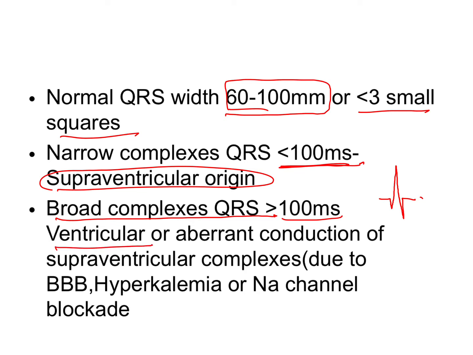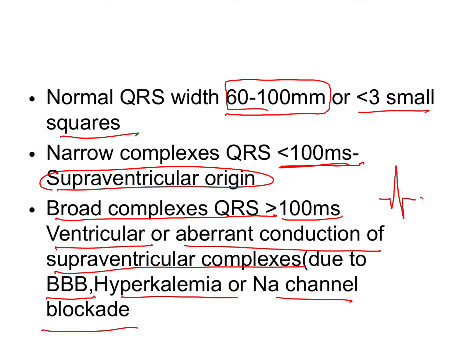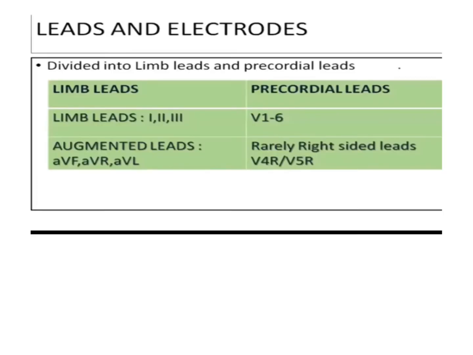They are usually ventricular or aberrant conduction of the supraventricular complexes, may be due to bundle branch block, hyperkalemia, or sodium channel blockade. These narrow complex QRS and broad complex QRS usually are abnormal arrhythmias, or we can say these are abnormal ECG findings. They are arrhythmias, and this I will discuss in my subsequent lectures.